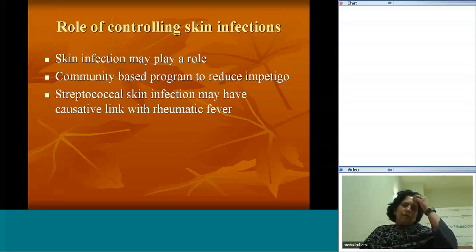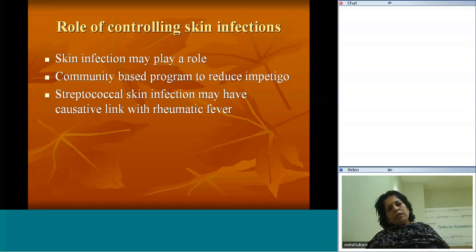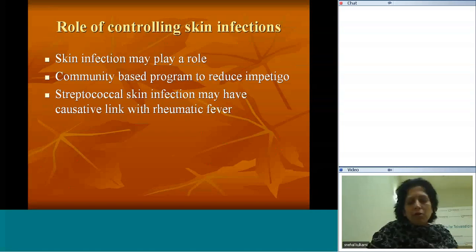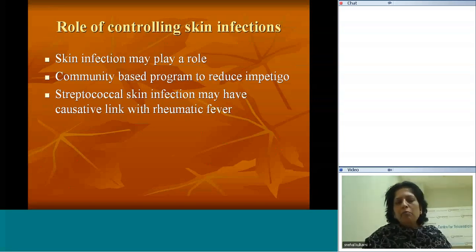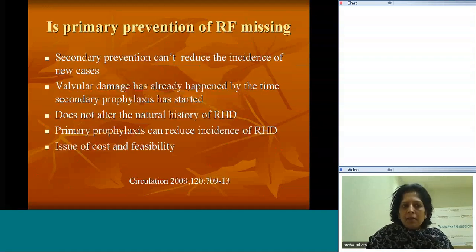So there is a big debate or discussion on the role of controlling skin infection, whether it has some contributing role in the etiology of rheumatic heart disease itself. Should we have community-based programs to reduce impetigo, because streptococcal skin infection may have a positive link with rheumatic fever? This is a big question, and we need to look into the role of controlling skin infection in this situation.